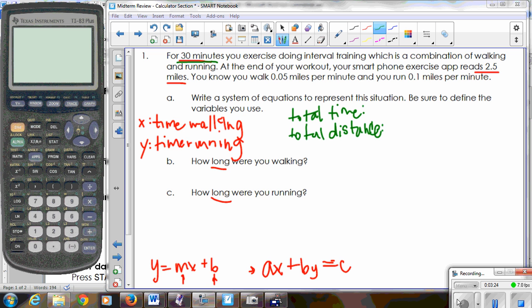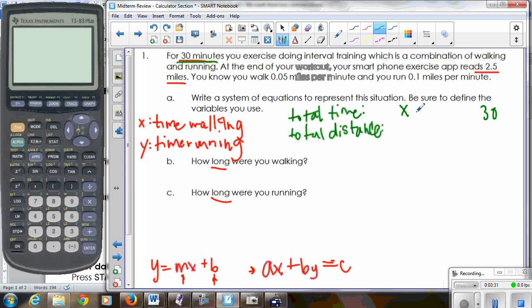Okay, so I know that, again, that I was exercising for a total of 30 minutes, and that X minutes I spent walking, and Y minutes I spent running. So there's one equation right there. The other would be the total distance. And so I know that I went a total of 2.5 miles.